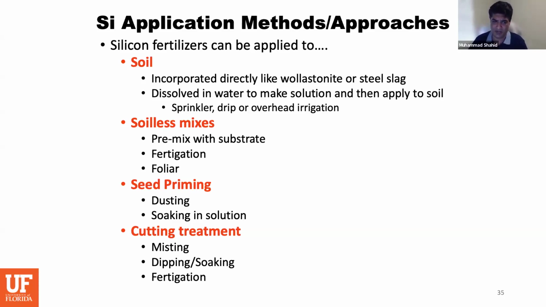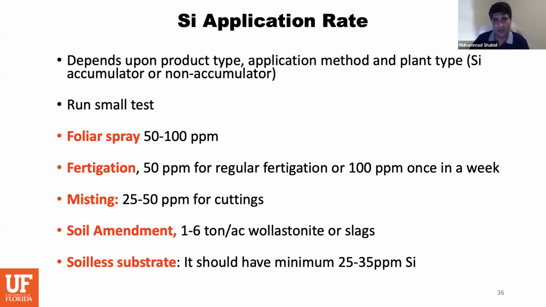Make a solution of silicon, dip your cuttings and seeds for a few hours, and then do the planting. You will have better and uniform germination. The same goes for cutting treatments. If you are treating the cuttings, as I mentioned in the case of petunia, you will have a better root system, quick root formation, and strong root architecture.